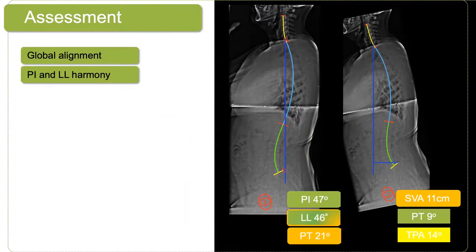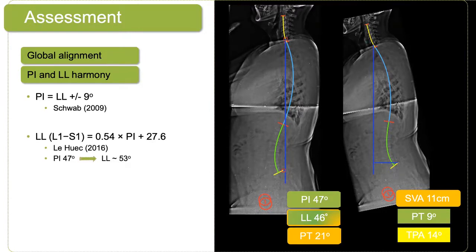After the global alignment, look at the PI and lumbar lordosis harmony. In 2009, Schwab proposed that PI should be lumbar lordosis plus or minus 9, and if not, a mismatch is present. But this formula has a poor accuracy, especially for the low and high values of pelvic incidence. In 2016, Lehuec proposed a new formula for lumbar lordosis that is shown on the screen. For our colleague, the predicted lumbar lordosis will be 33 degrees and the predicted pelvic tilt value of 9 degrees.